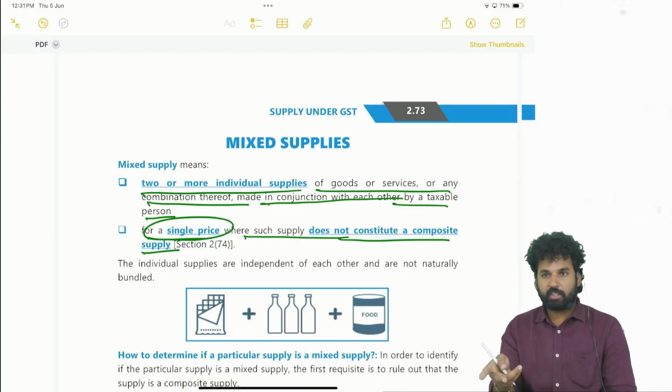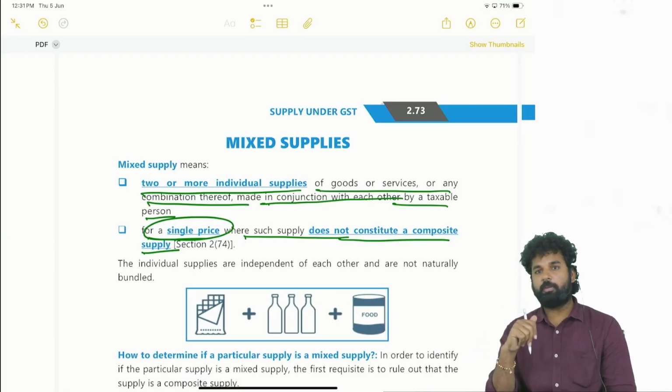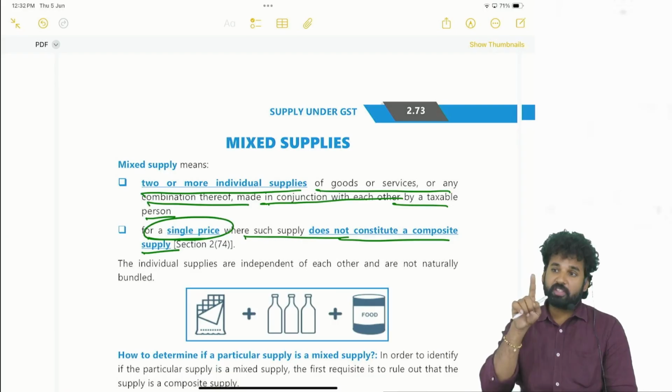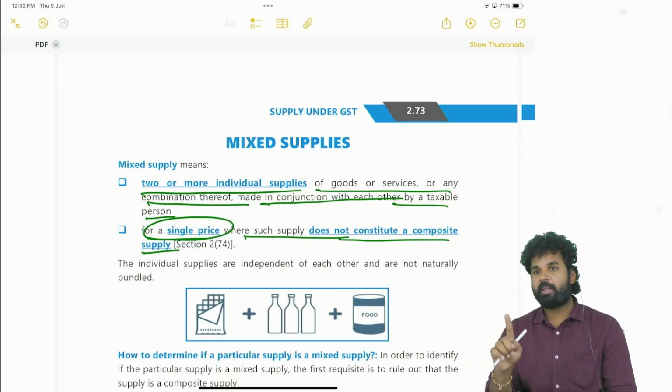It is not necessary that toothpaste should be mixed with a toothbrush, but as a combo offer, Colgate or some other brand like Close-Up will be giving it. You can find a brush in the toothpaste box, right? So it can be treated as a mixed supply. And if at all one single price is charged for such supply, then only it will be treated as mixed supply, and it is not a composite supply.